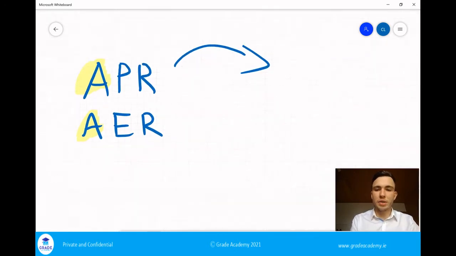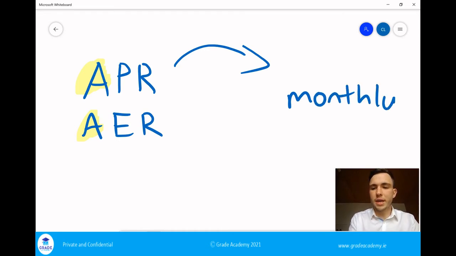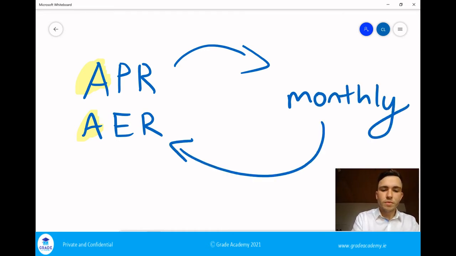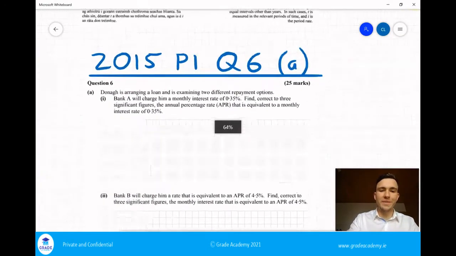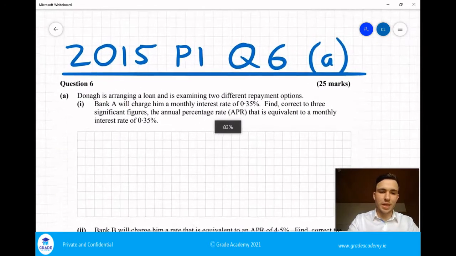And we also have to be able to go from an interest rate that is compounded monthly into an interest rate that's compounded yearly. And you could also say the same for weekly as well. So we're going to have a look at this 2015 paper 1 question 6 question.